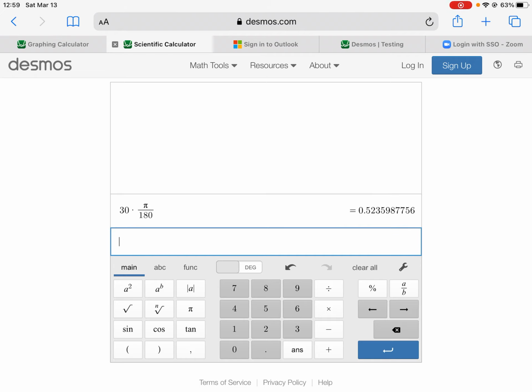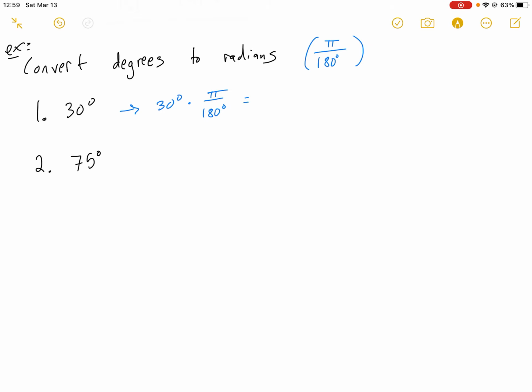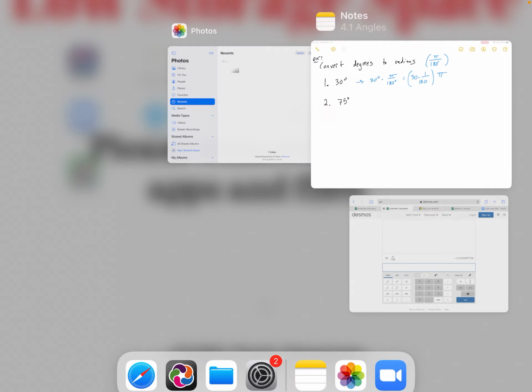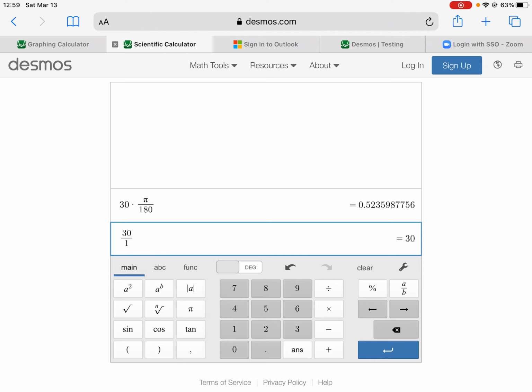notice I don't really get a nice number, 0.523, and I talked about this in the previous video. I don't really like radian measures to be in this form because it's not helpful. So what we're actually going to do is I almost ignore the pi, and I just think about what 30 times 1 over 180 is, and then I know I'll just put in the pi later. So think about this 30 times 1 over 180. It's really just 30 over 180.